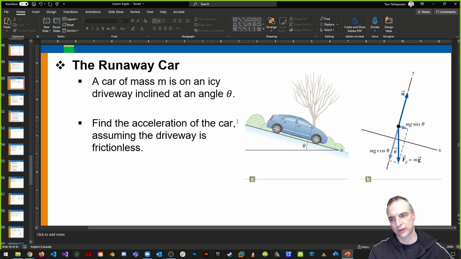Find the acceleration of the car, assuming the driveway is frictionless. Well, we would rotate our coordinate plane this way, and we can look at it that this is the force of gravity. When we draw our free body diagram, we can say that this is the force of gravity. Notice the normal force would be counteracting, it's counteracted upon, right? Where we have the components of the normal force acting in a different direction.